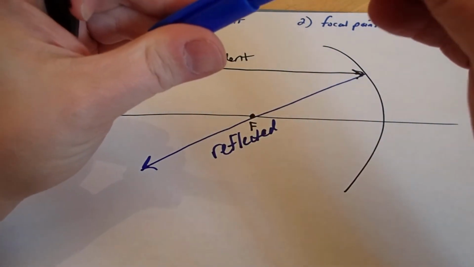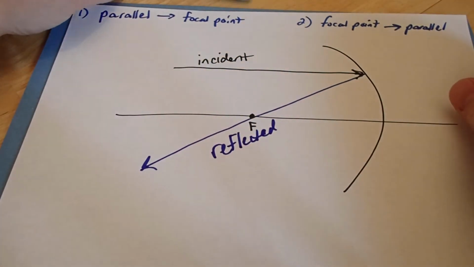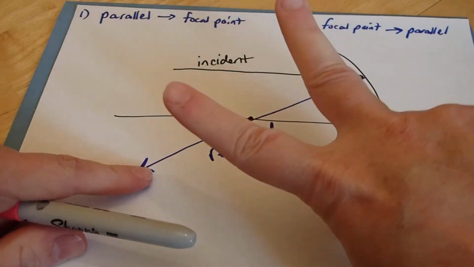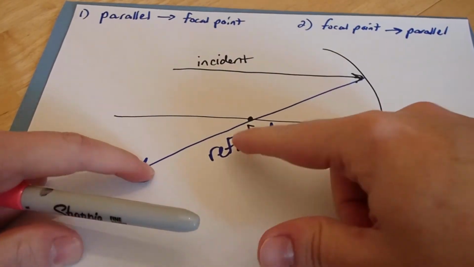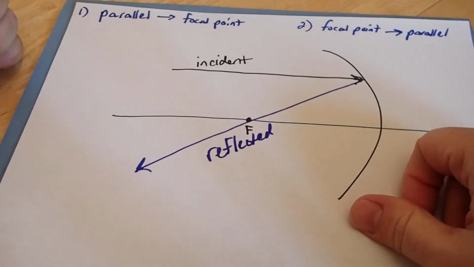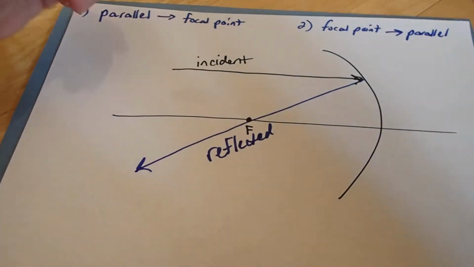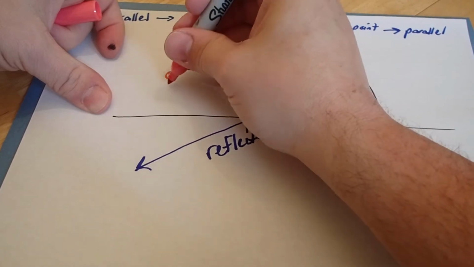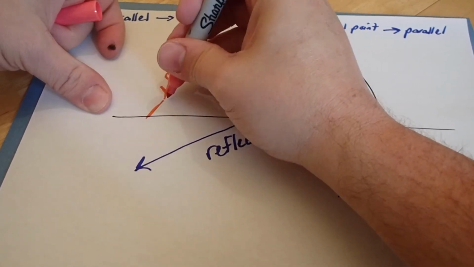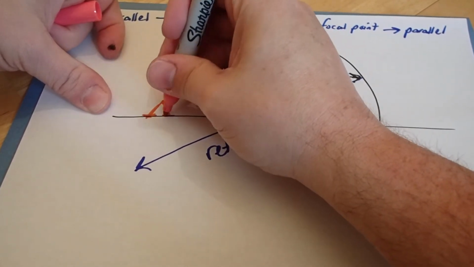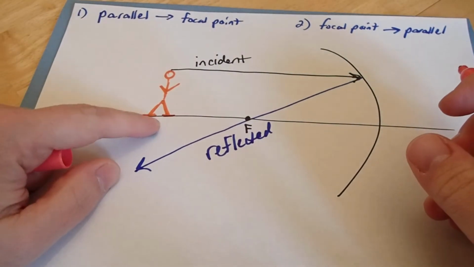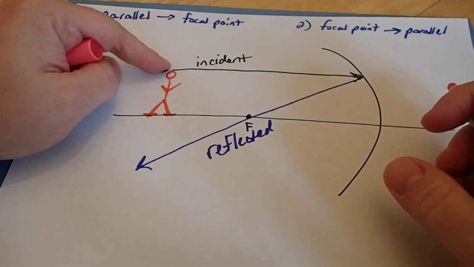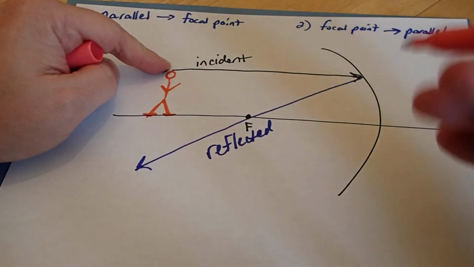Okay, now how do you find where an object is? Well, you have to have two reflected waves, and wherever those reflected waves intersect is where the image is. So I'm going to go ahead and draw an object. Since I started here, you always start from the top of the object. The bottom of the object, if it's on the principal axis, will always stay on the principal axis, okay? Which is why you want to start from the top of the object. Doesn't matter what it is, stick figure, arrow, star, whatever.